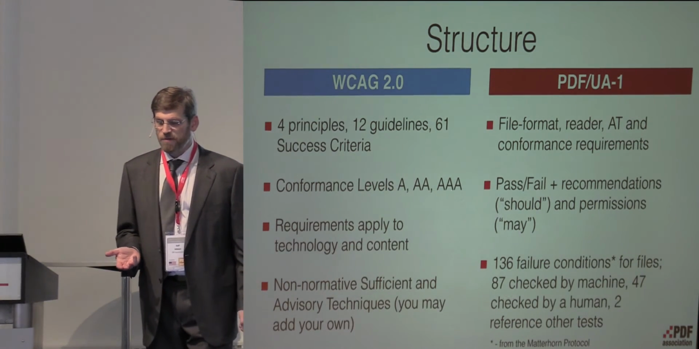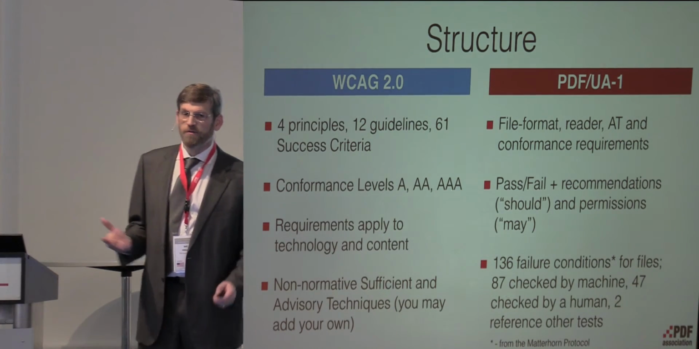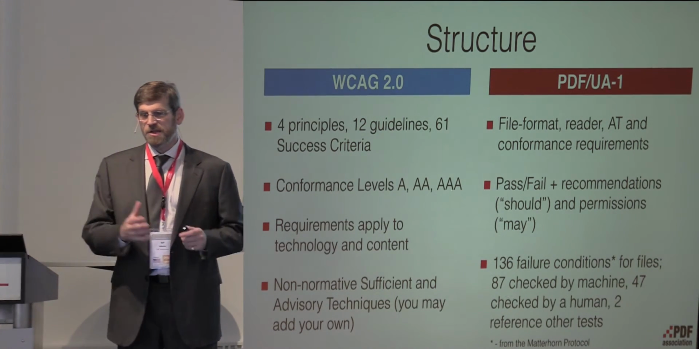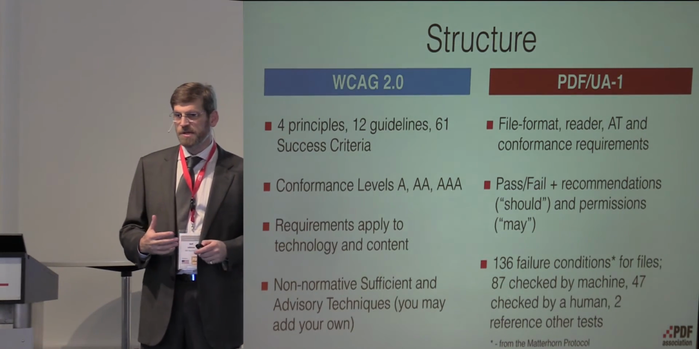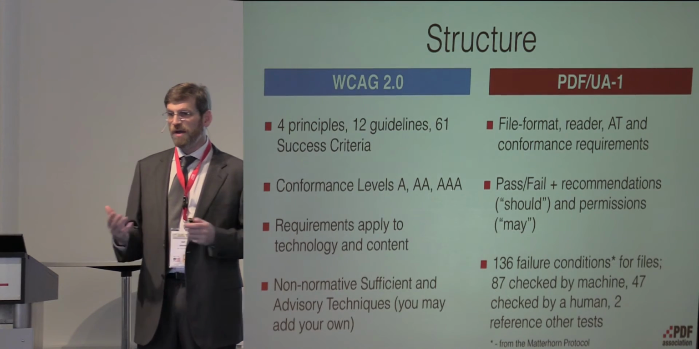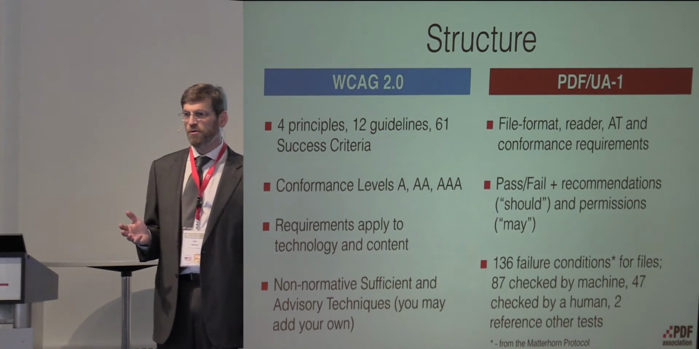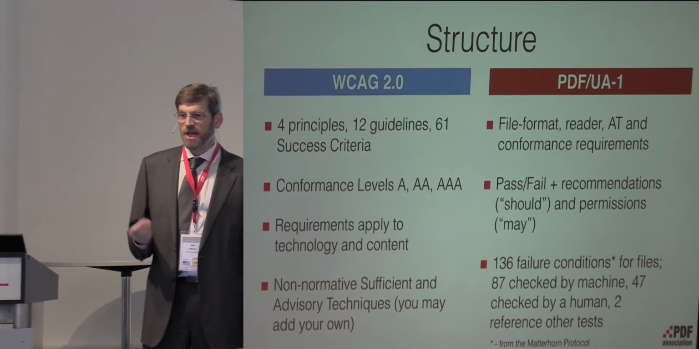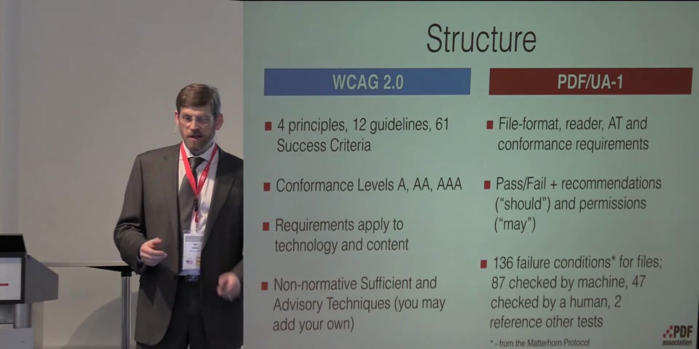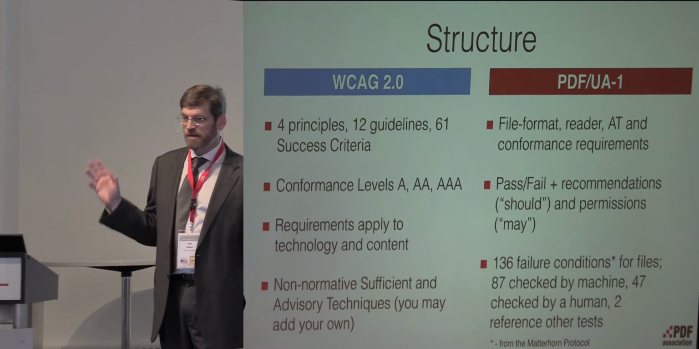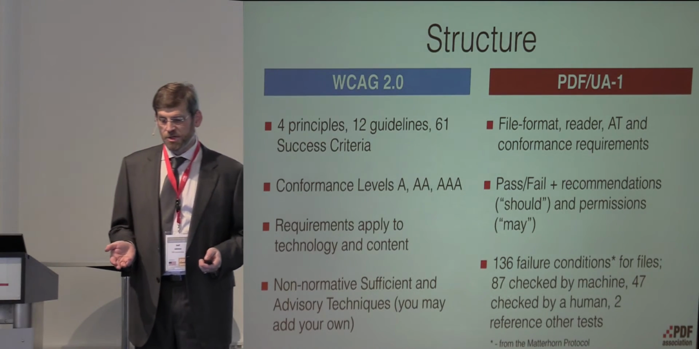87 of these checks are checks that a machine can perform. A good example would be, are fonts embedded in the document? Does every glyph in the document have a reference to Unicode so that it can be represented away from the page of the document? 47 of these checks can only be performed by a human, fundamentally. An example of such a check is, is this thing correctly tagged? If we have a figure tag on a table, that would be a failure of a human-checked condition.